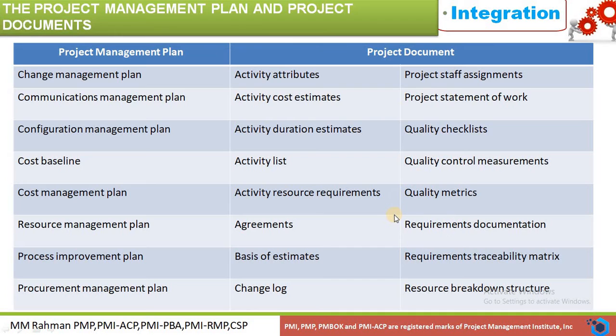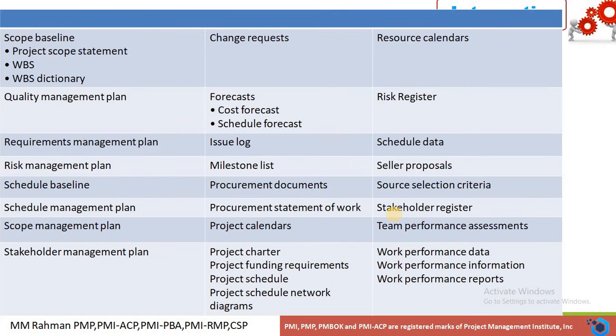So: change management plan, communication management plan, configuration management plan, cost baseline, cost management plan, resource management plan, process improvement plan, procurement management plan, scope baseline, quality management plan, requirements management plan, risk management plan, schedule baseline, schedule management plan, scope management plan, stakeholder management plan. These are the components of the plan.